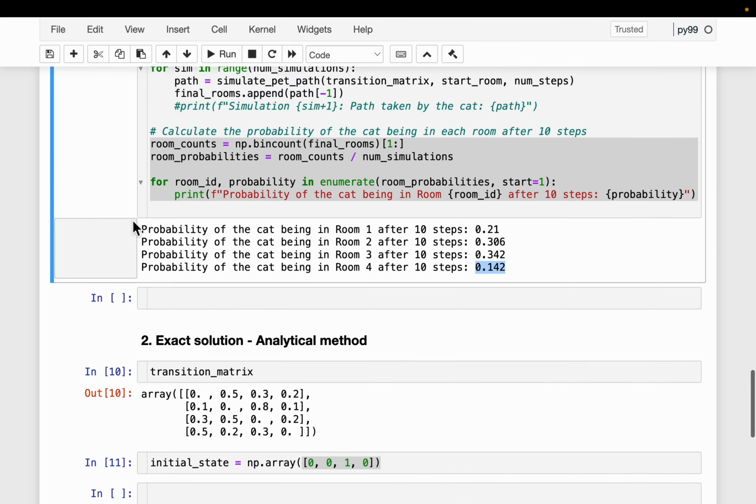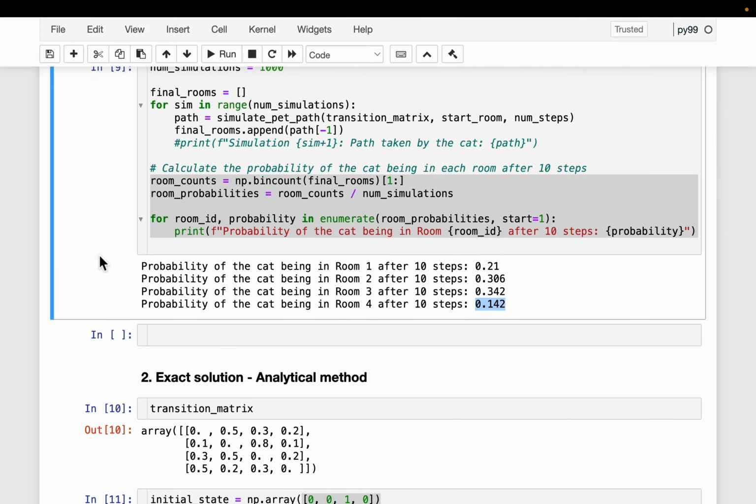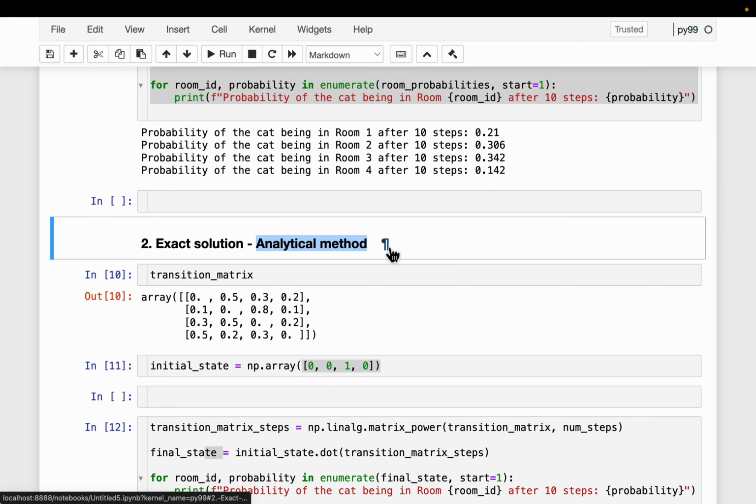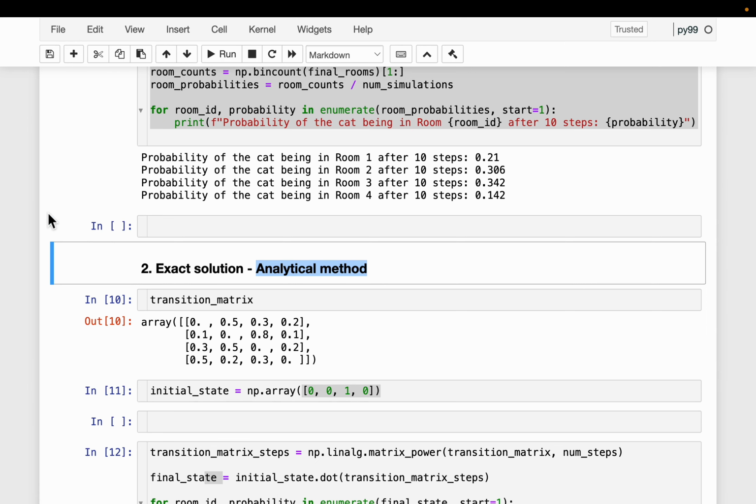So that's the numerical simulation approach we took. And the second one is the exact analytical method. This problem is actually so simple that we can solve it analytically.